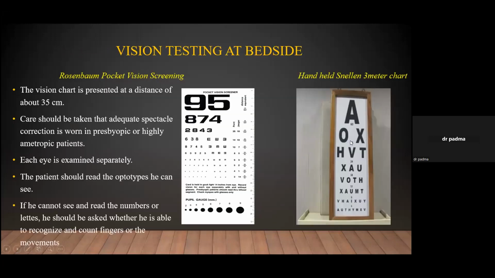So vision testing at bedside includes the Rosenbaum pocket vision screening card, which is placed at a distance of 35 centimeters. The patient should wear the spectacle correction and each eye is tested separately, and he starts to read the optotypes that he can see. If he cannot see the numbers, then he is asked whether he is able to recognize and count fingers or hand movements. Another chart which can be used at bedside is the handheld Snellen 3-meter chart, which is used in a similar fashion.